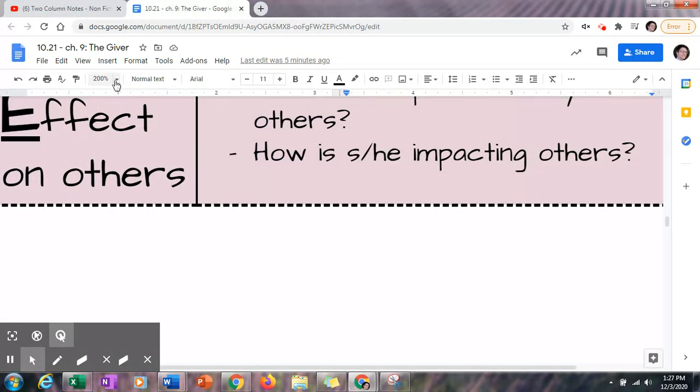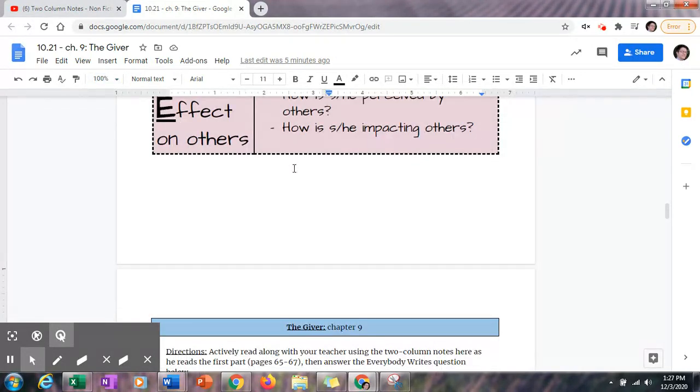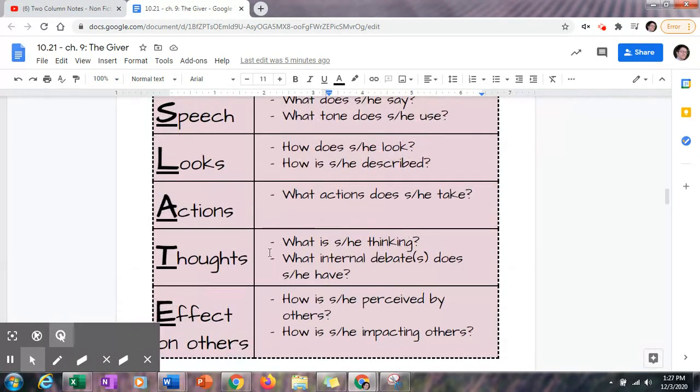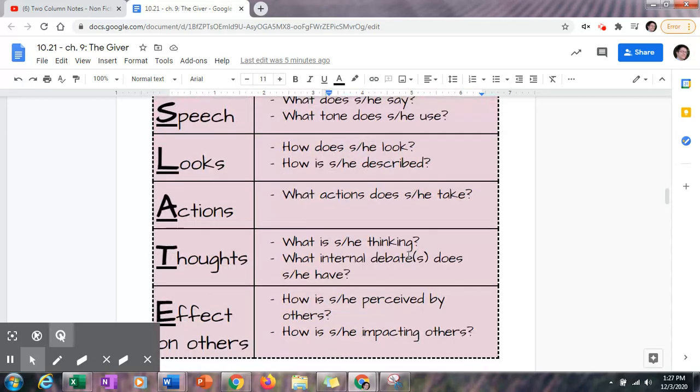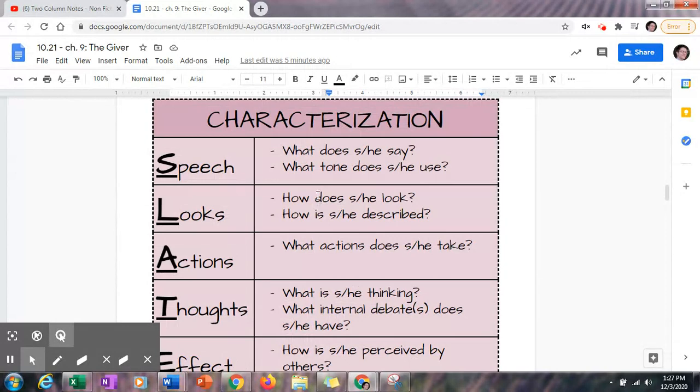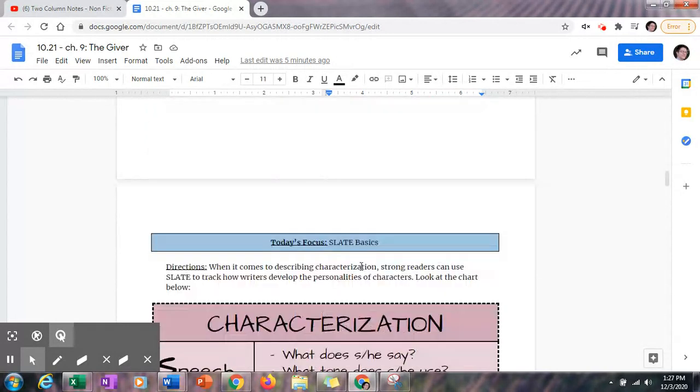First, we need to pay attention to what exactly is characterization. When we talk about characterization, we talk about SLATE. SLATE stands for speech. What's the character saying? Looks. How do they look? Actions. What actions do they take? Thoughts. What are they thinking? Or the effects, E, that they have on others. These are traits that help you describe a personality, or in other words, characterization.